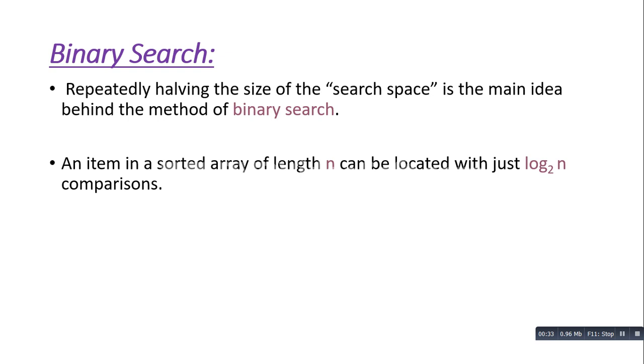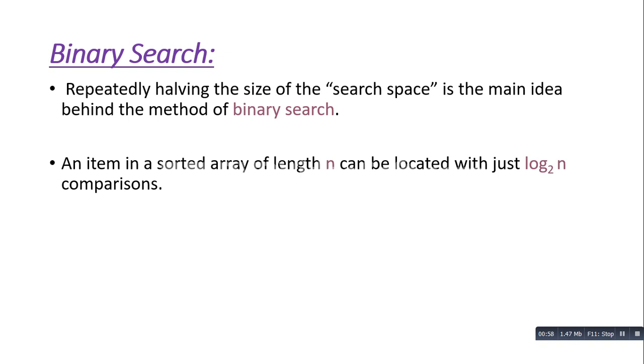So what is binary search? We all know that bi means 2. So we divide the entire list stored in the array into two halves. We repeat this until we spot the target value. An item in a sorted array of length n can be located with just log n comparisons.